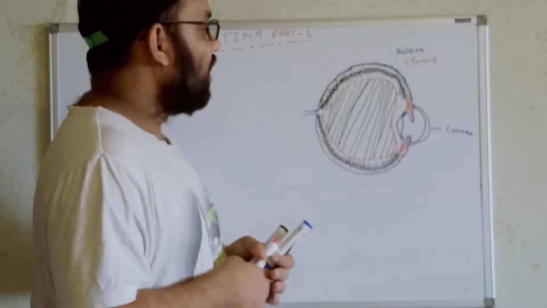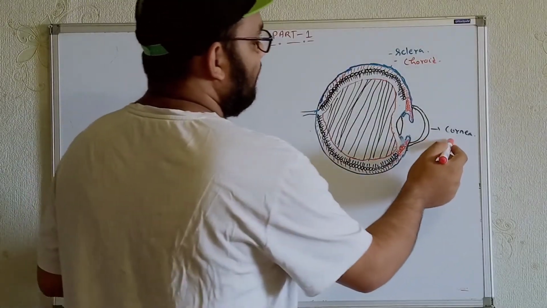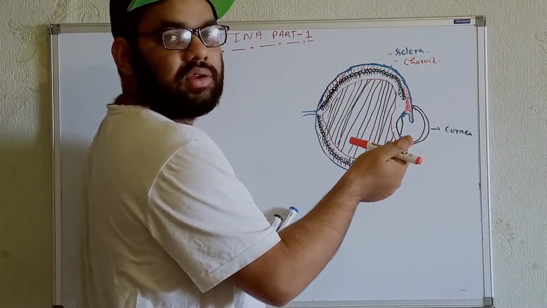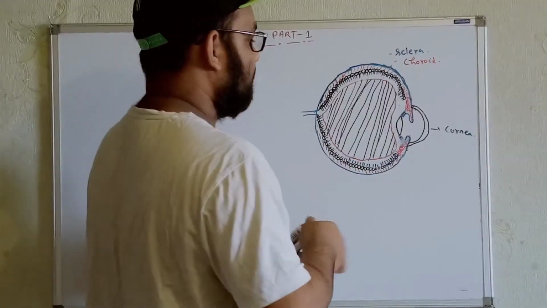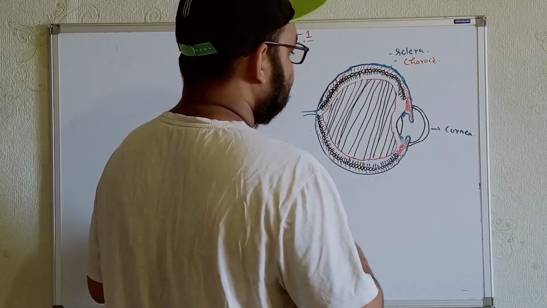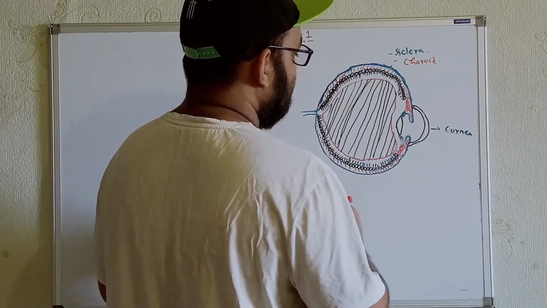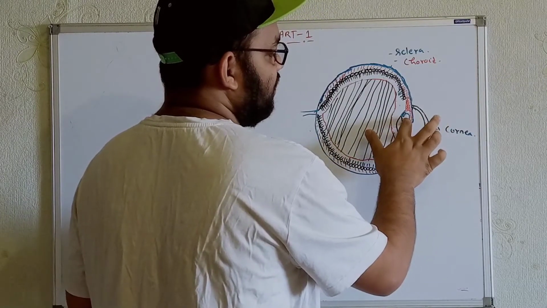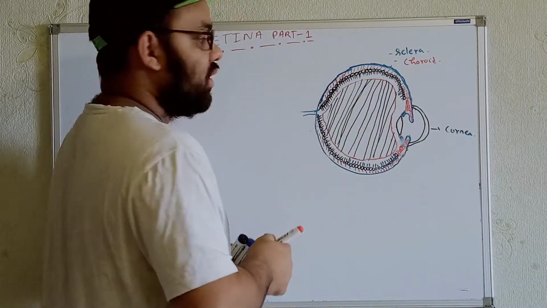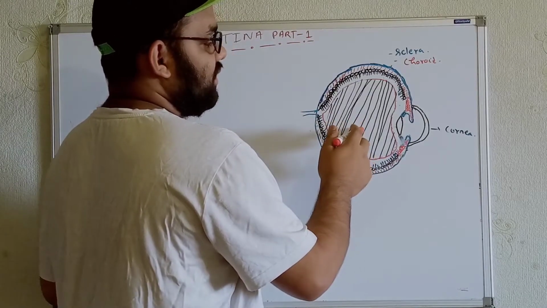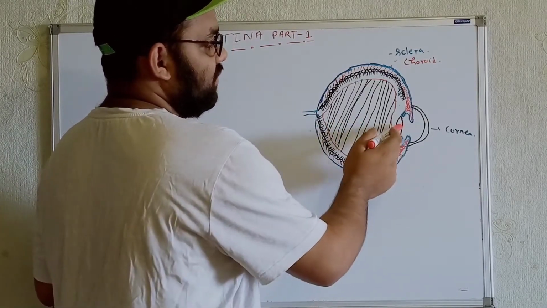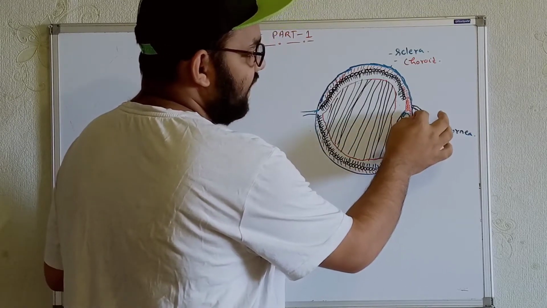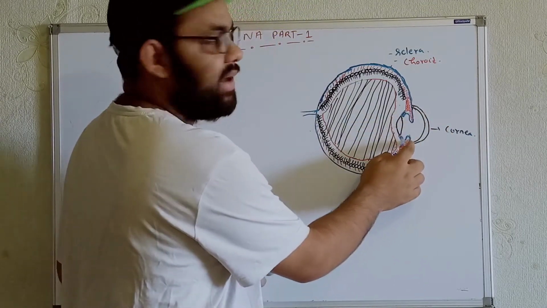Before that, behind the cornea we get the anterior aqueous humor, so let me write it over here. We get the aqueous humor, the anterior aqueous humor, then the posterior aqueous humor, and the vitreous humor in these regions. This is the lens, and this is the iris. This is also the iris.